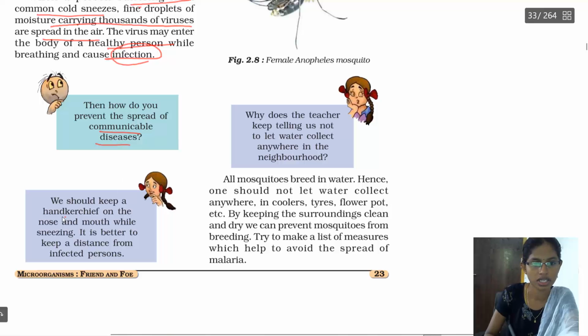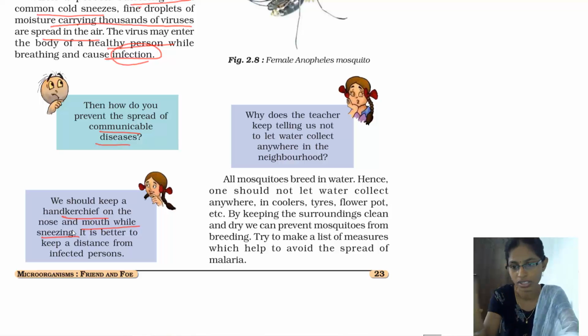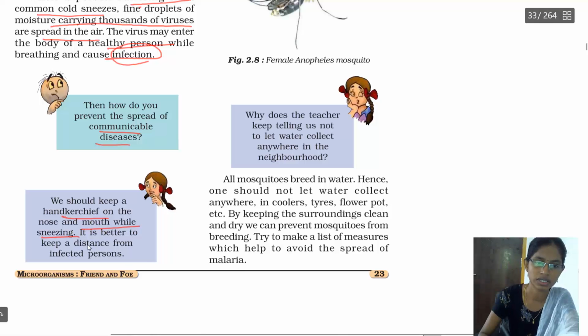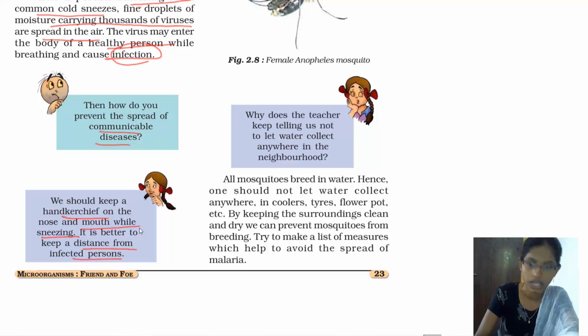What are those? You have to keep a handkerchief on your nose and mouth while you are sneezing or coughing, so that the microbes are not going to enter the atmosphere or the air. In this way, communicable diseases are somewhat prevented. And it is better to keep a distance from the infected person. So if a person is coughing or sneezing, make sure that you are very far from them.